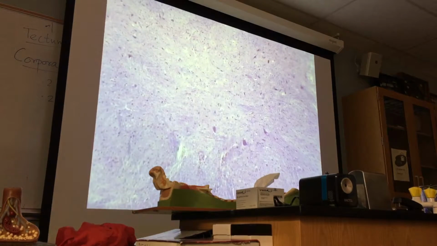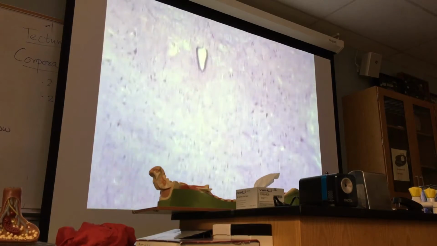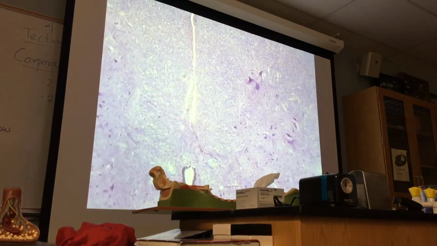So there are two terms. One is fissure, which is very deep, and another term, sulcus, which is shallow. Do you get that? So with the term anterior median fissure, we determine the anterior or ventral side and the posterior or dorsal side.